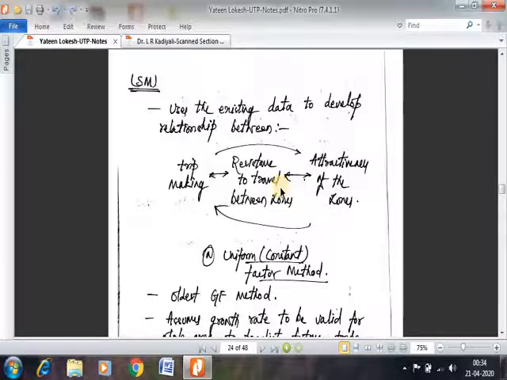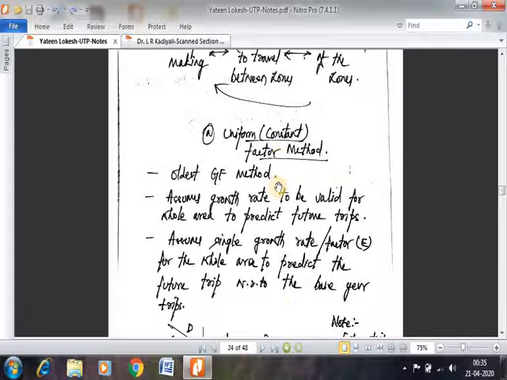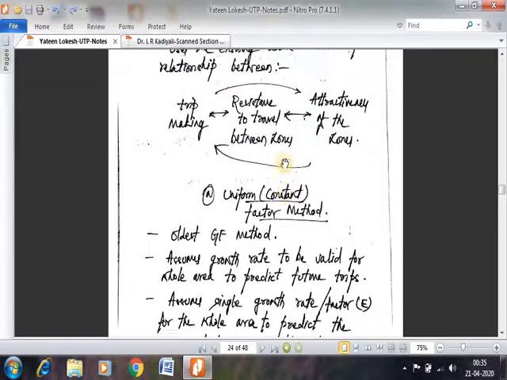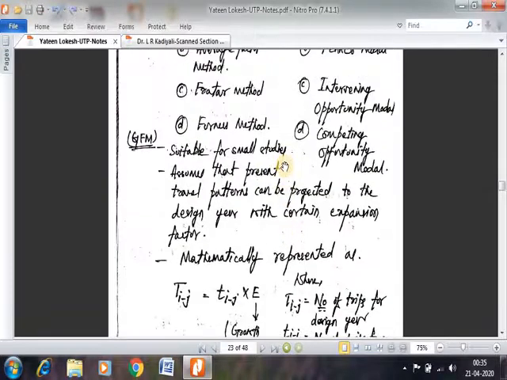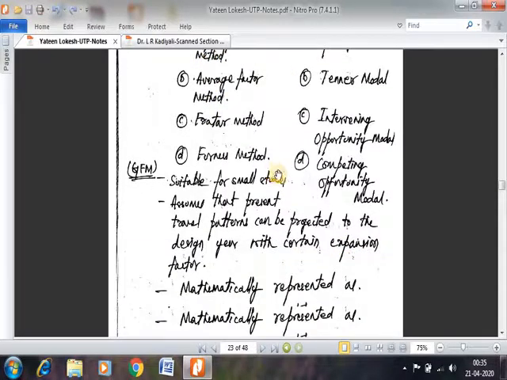Now let's concentrate on the first method of trip distribution, the uniform or constant factor method. Even this we had discussed in the class. So as a revision, I would like to give some basics about it. The uniform factor method is what we will be discussing here.